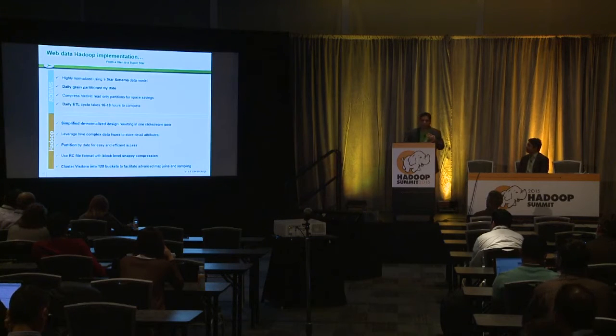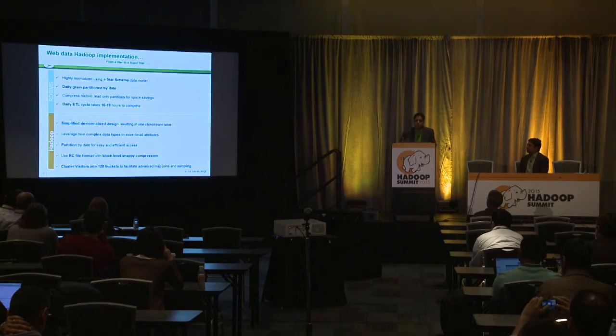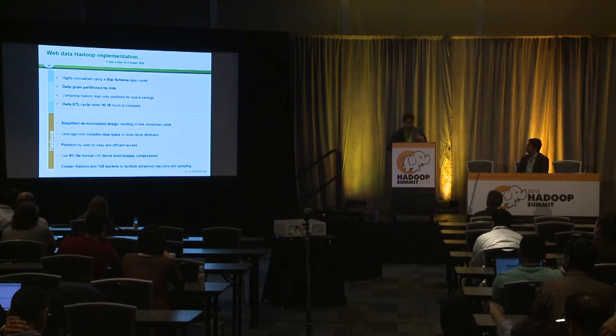As you can see in Hadoop, we changed our design. In RDBMS, it was a normalized star schema, but in Hadoop, we made it a simple, single, denormalized clickstream table. If we had any detail attributes, we used complex data types to store them. We partitioned our data for easy access so that we could do partition pruning. At the same time, we used advanced features like bucketing to facilitate advanced map joins and sampling.